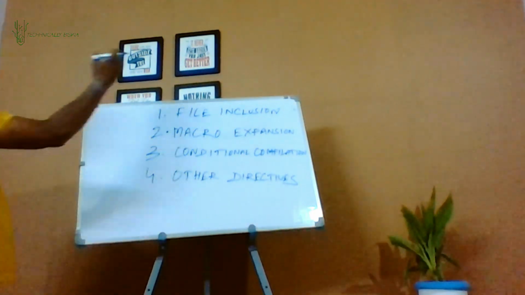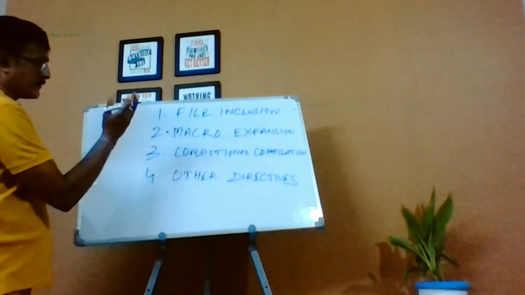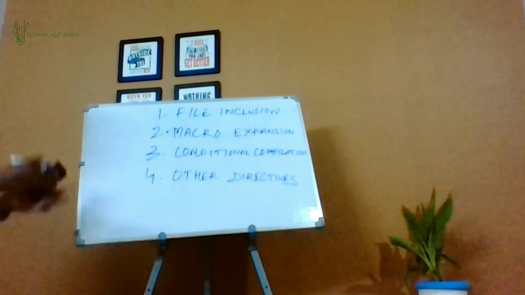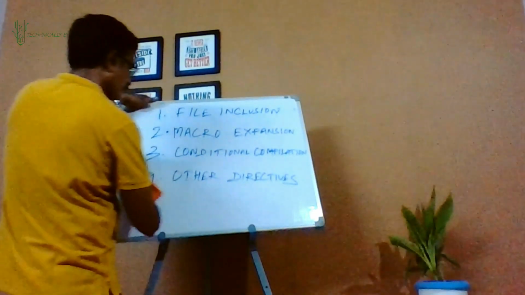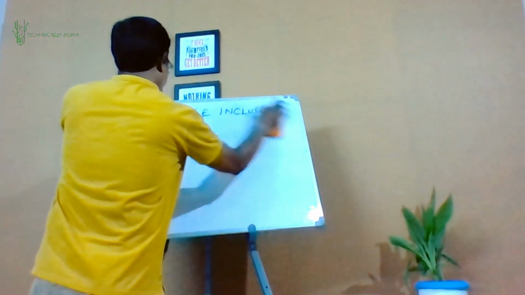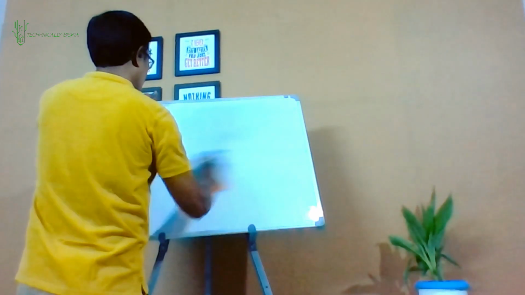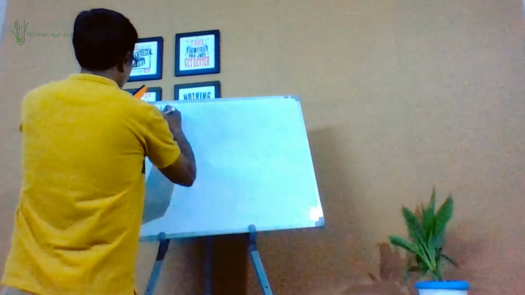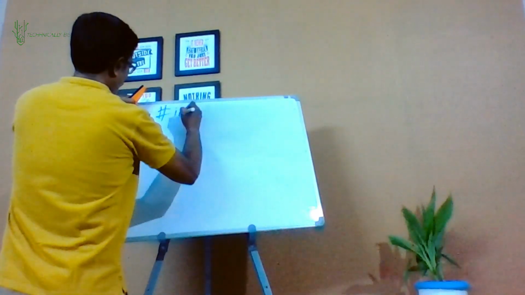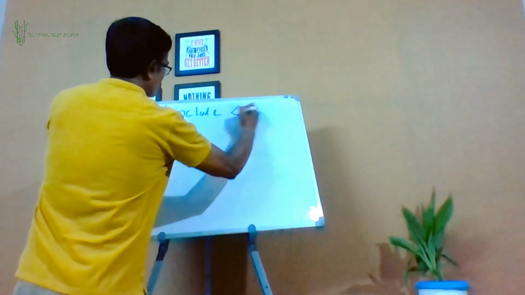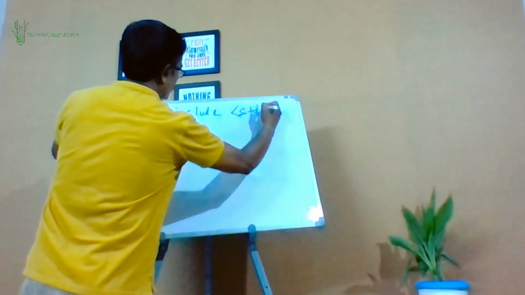Got it? So these are the 4 types: file inclusion, macro expansion, conditional compilation, and other directives. Okay, one by one, let's jump into it. Let's start with the first one, file inclusion. And we all are very familiar with this. A very simple statement like this: hash include stdio.h.